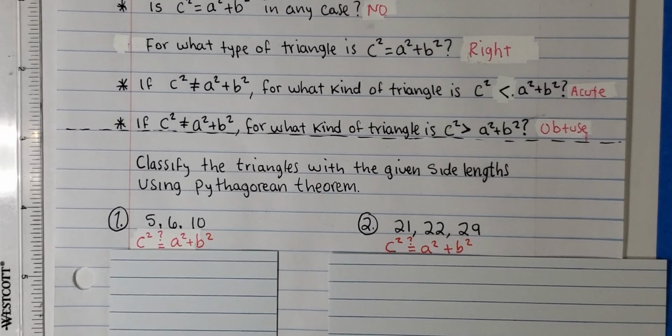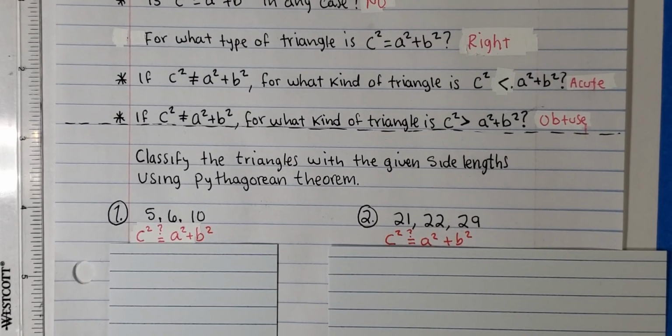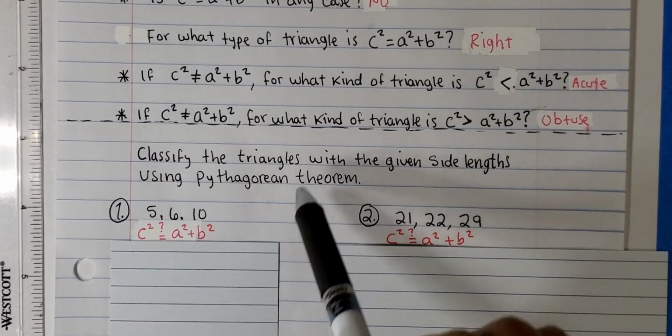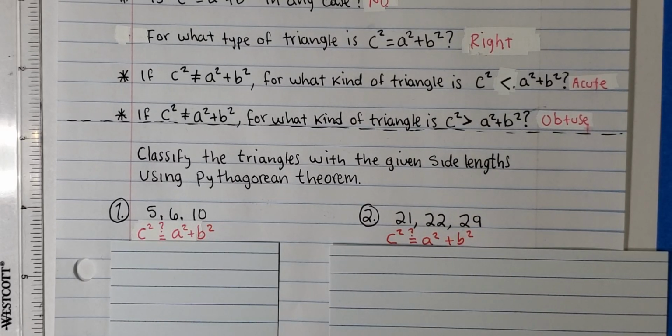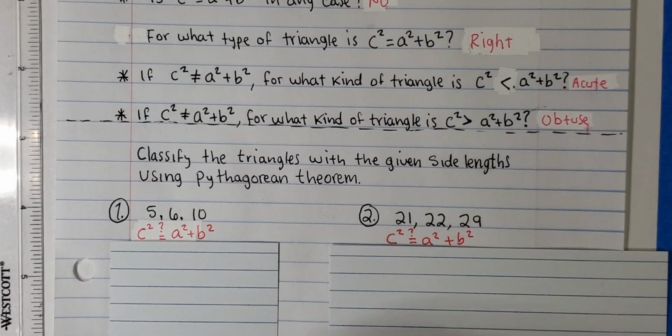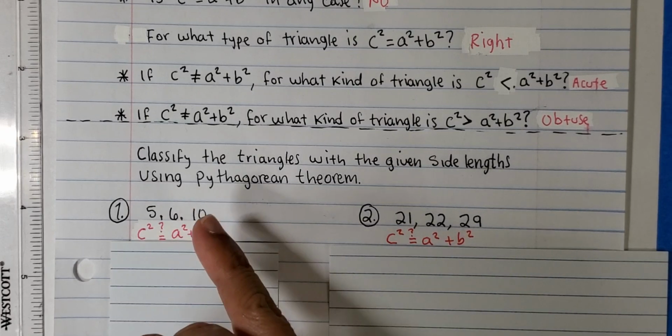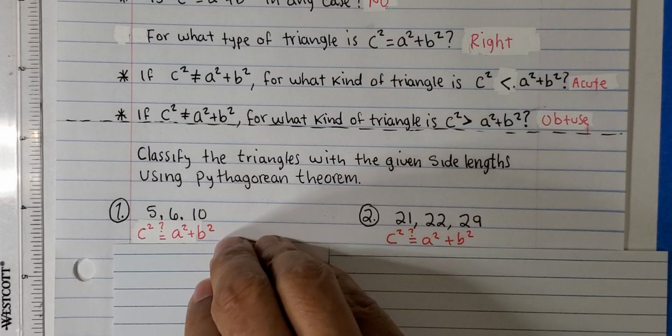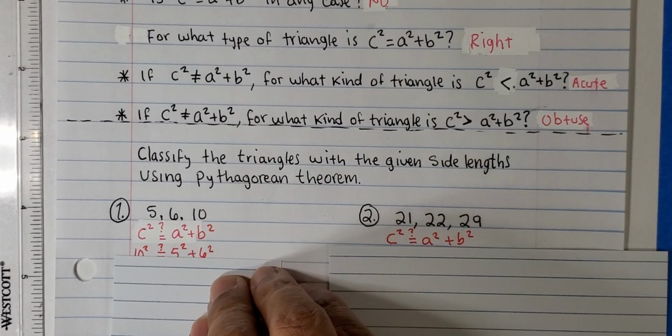The first example is asking us to classify the triangle with the given side lengths using the Pythagorean theorem. As you can see, I have the Pythagorean theorem stated here. The side lengths we're given are 5, 6, and 10. Obviously the longest side is 10, so that has to be the c value, the hypotenuse. Then I'm going to substitute.